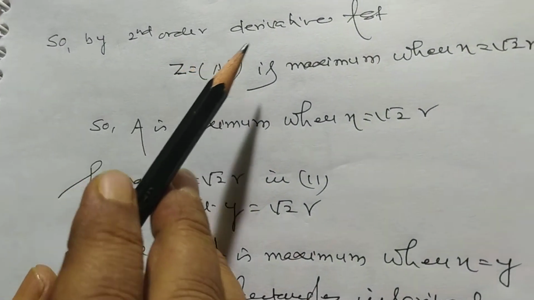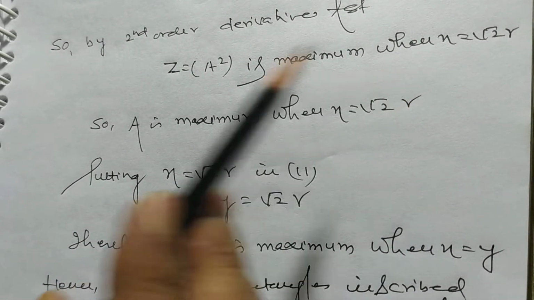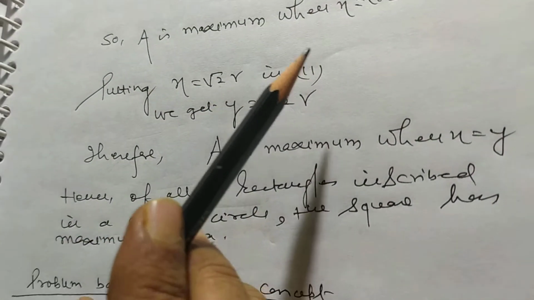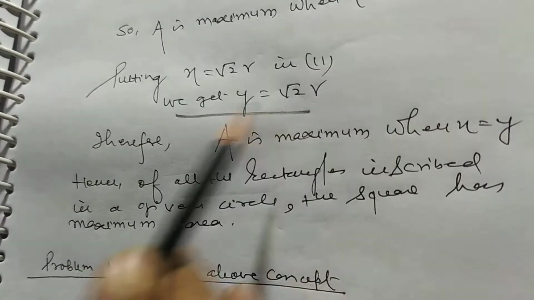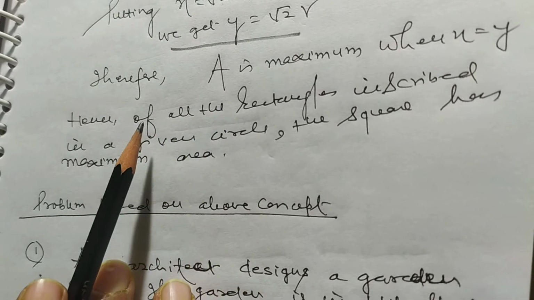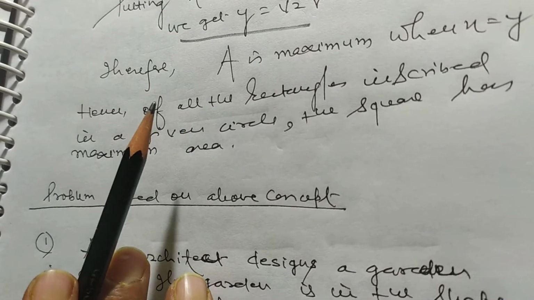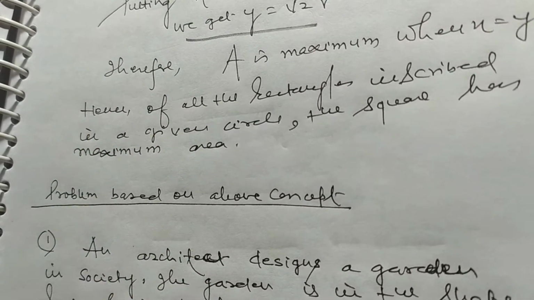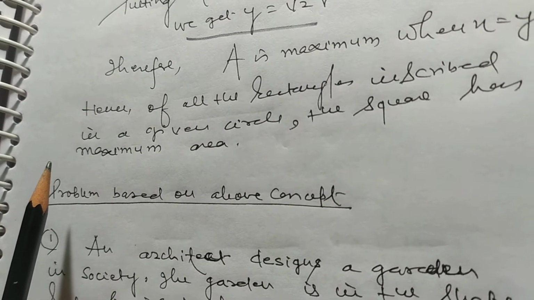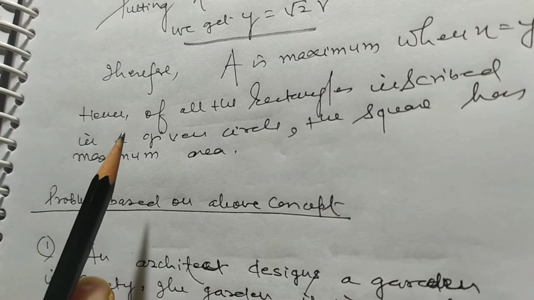So by the second order derivative test we have z, that is A square, is maximum when x is equal to root 2r. So A is maximum when x is equal to root 2r. Putting x is equal to root 2r in the second equation we get y is equal to root 2r. Therefore, A is maximum when x is equal to y. What does it mean? When the rectangle becomes a square, its area will be maximum. You know this thing. You can do this problem by particular methods. It is a very general method, and this problem can be solved in two ways.